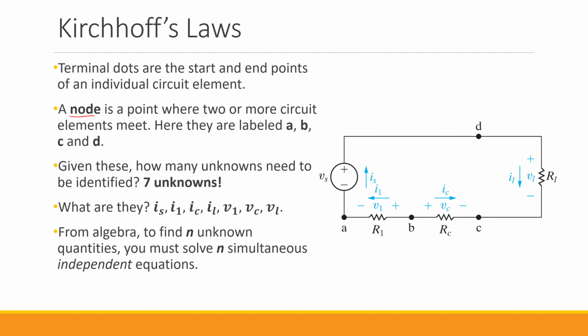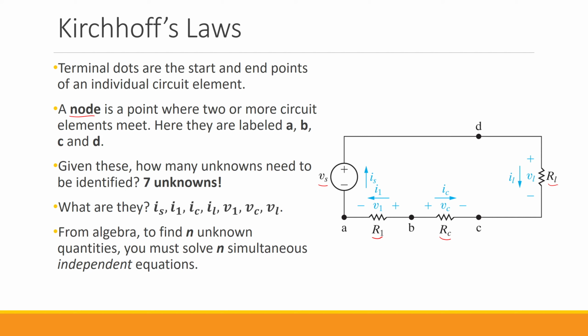So given these circuits and these assignments that we did, we have to come up with values for 7 unknowns based on the known values that we have. We know the Vs, we know R1, we know RC, and we know RL. So from linear algebra, you know that if we want to find n unknown quantities, you must solve n simultaneous independent equations.